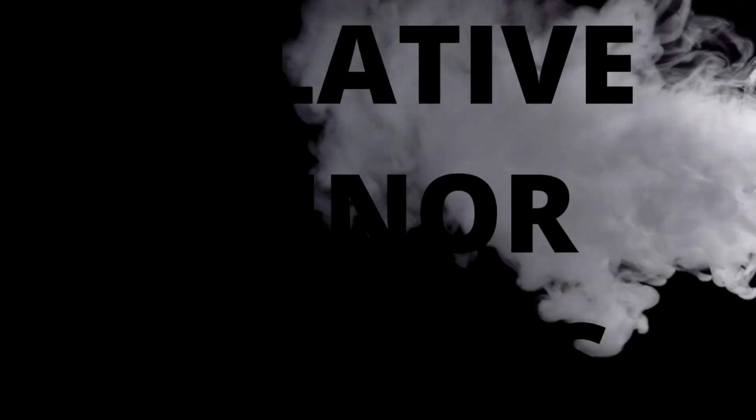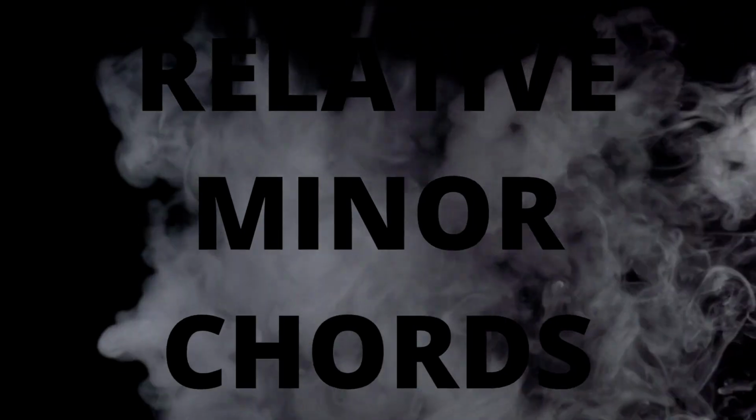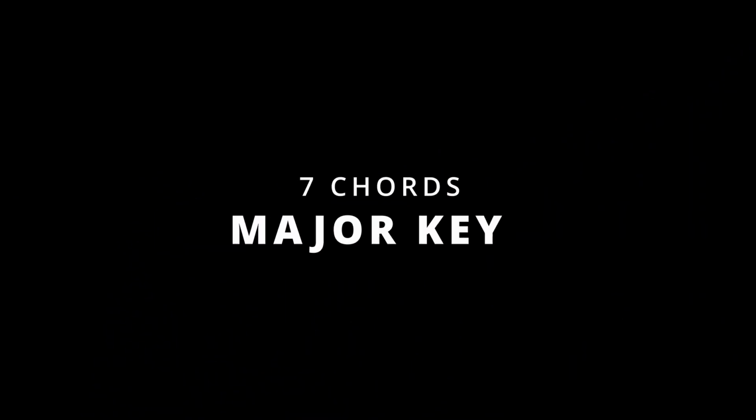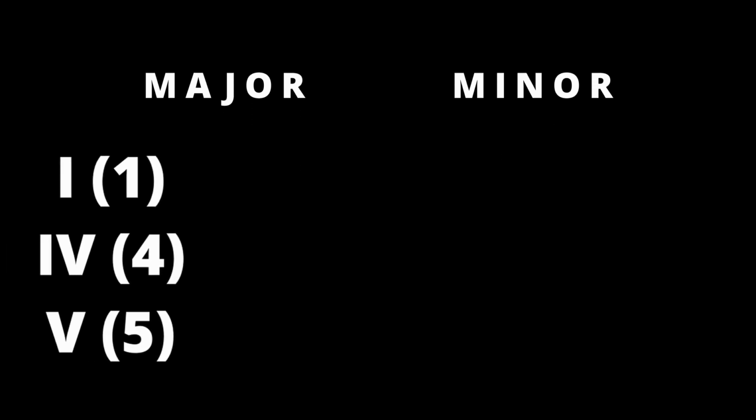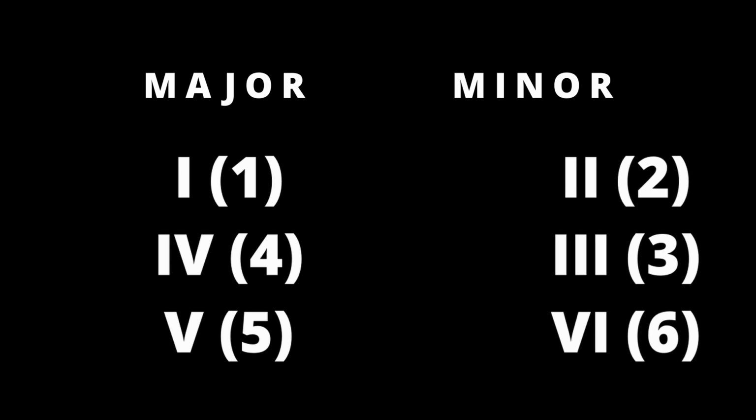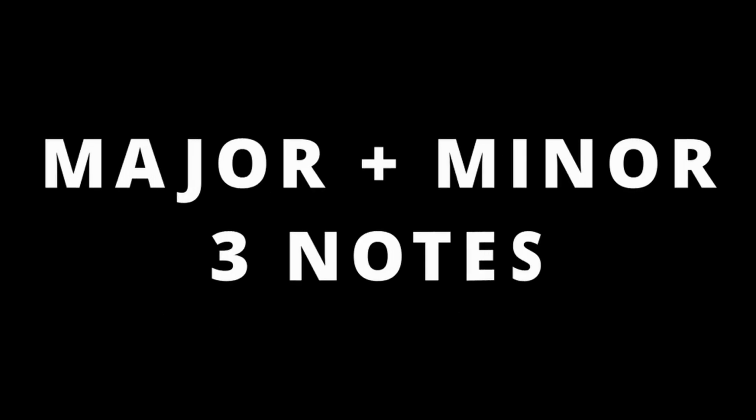In this video, we will explain what the relative minor chords are and how you can use them in chord progressions. When we write a song in a major key, we have 7 chords to choose from. If we ignore the 7 chord, we have 3 major chords and 3 minor chords. Major chords are 1, 4, and 5, and the minor chords are 2, 3, 6. Major and minor chords are constructed with 3 notes.